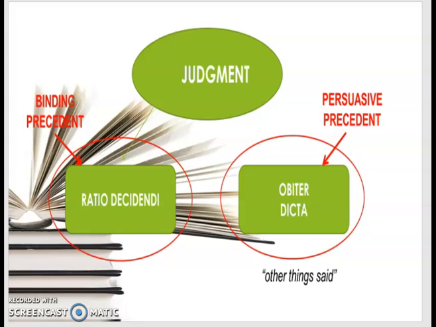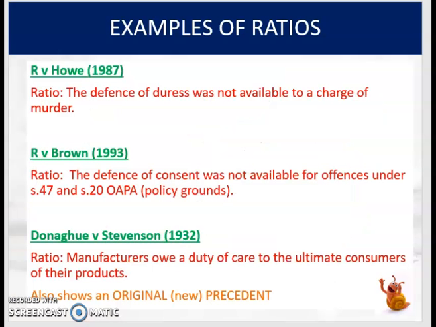So if we have a look at some examples of ratios here, there's the case of Howe, which we've studied in criminal law when we were doing duress. And the ratio in Howe was that the defence of duress was not available to a charge of murder. In the case of Brown, this is another example we've studied in criminal law, the ratio was that consent was not available for offences under section 47 and under section 20. And that was on policy grounds.